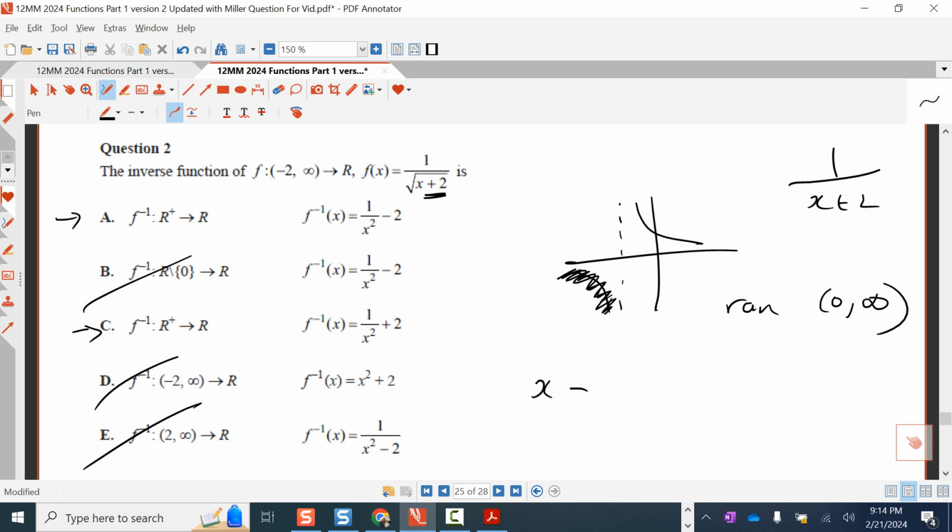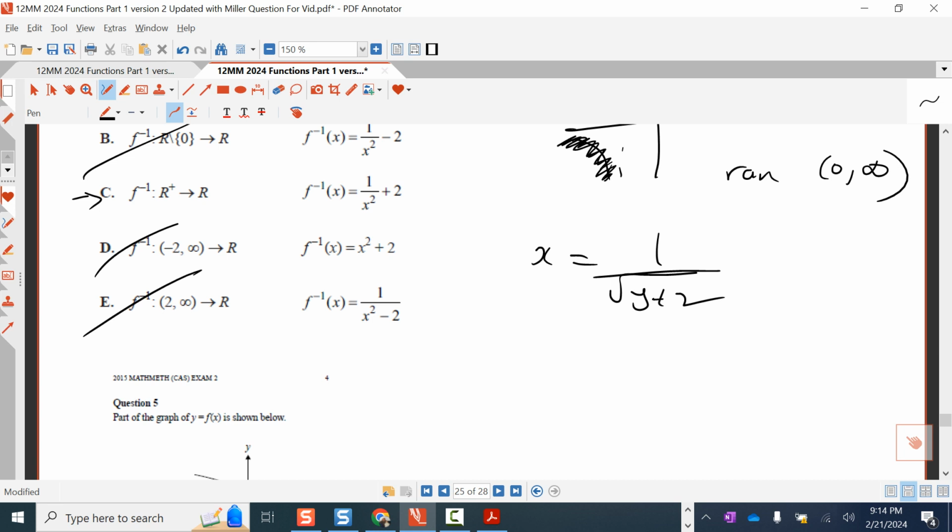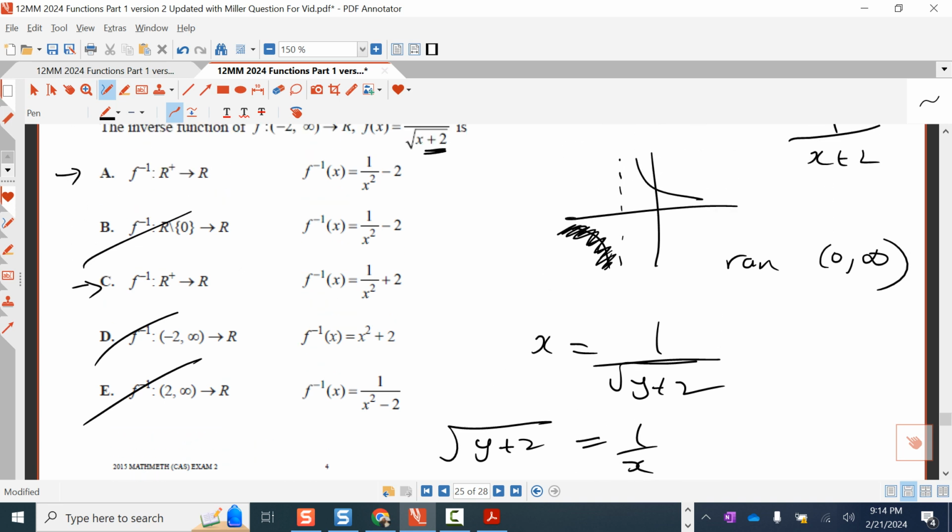So quick and dirty, 1 over root y plus 2. Swap x and y, all that stuff. So I'm going to do y plus 2 equals 1 on x. y plus 2 equals 1 on x squared. And I can see it's going to be take 2. So it's got to be A.